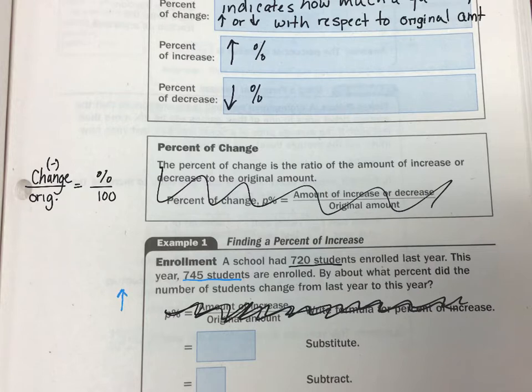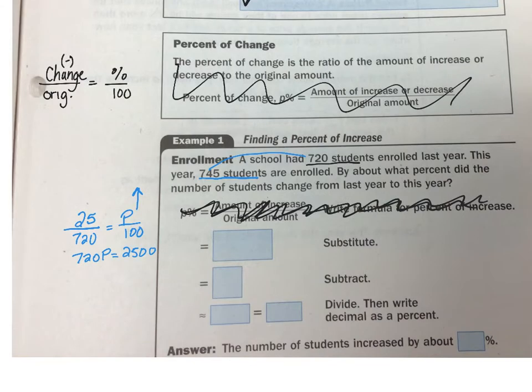And what we do is we figure out how much did it change from 745 to 720. Well, that's 25 students over what was it originally, meaning before it changed, before it went up, it was 720, equals P over 100. And then we know to cross multiply. And we get 720P equals 2,500. Divide both sides by 720. And we get P is equal to approximately 3.5%. Okay, and that's an increase again. So the school enrollment increased 3.5%.